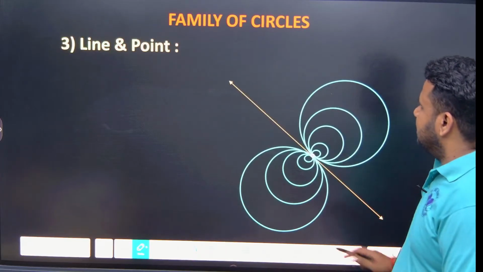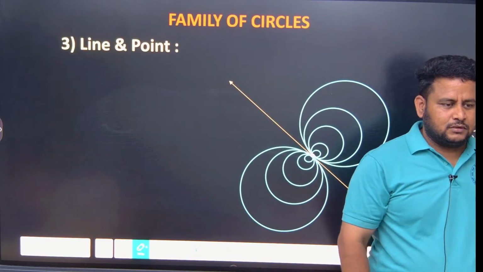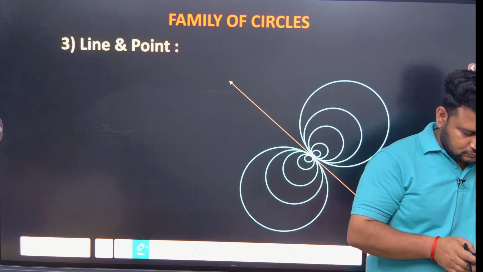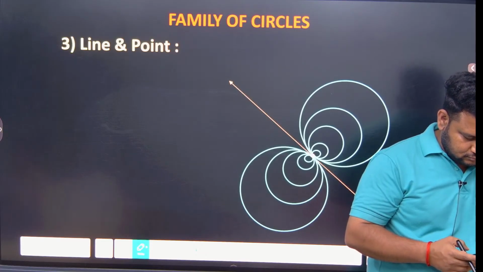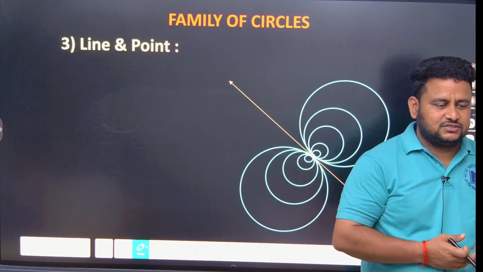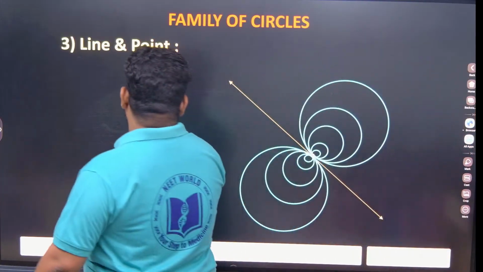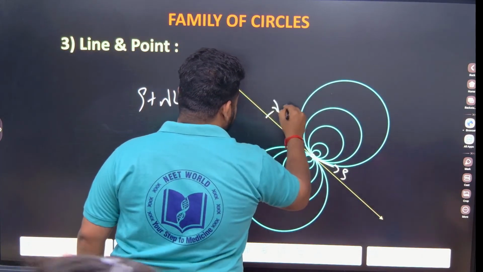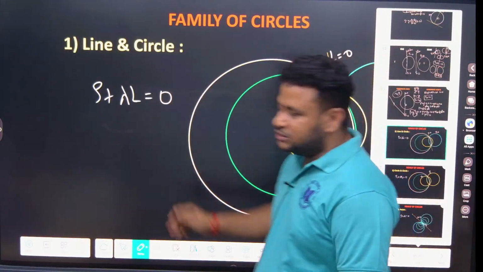Next thing is a line and a point. Line and a point is given, so what equation should you write? Point means you should take it as a point circle. So this will again become circle and a line. S plus lambda L is equal to 0, where S is the point circle and L is equal to 0 is the line. This will become the same as line and circle.